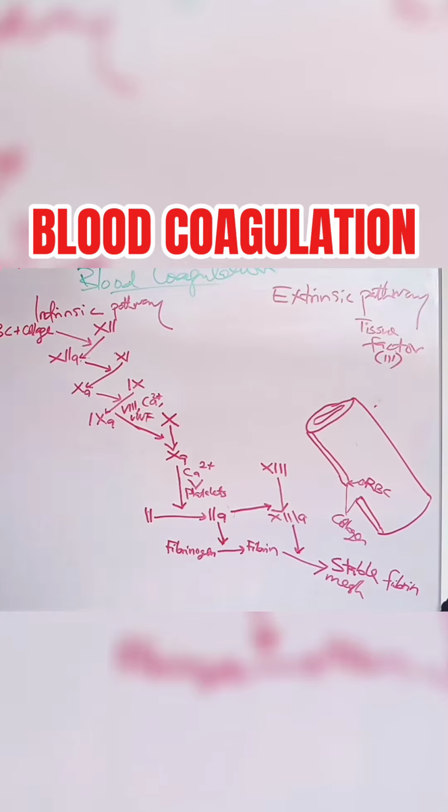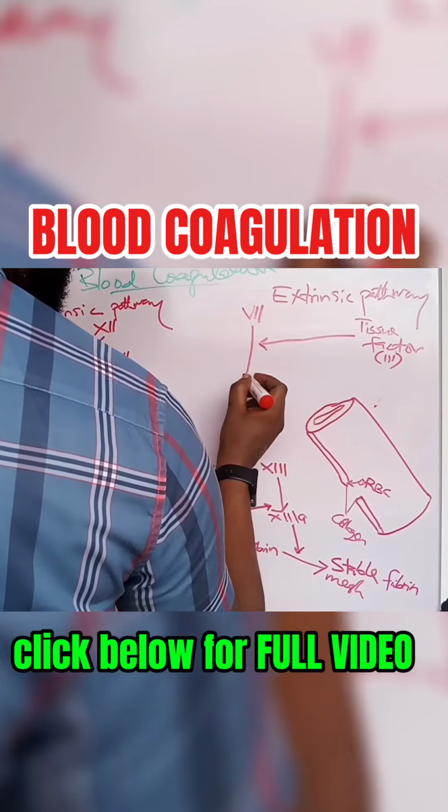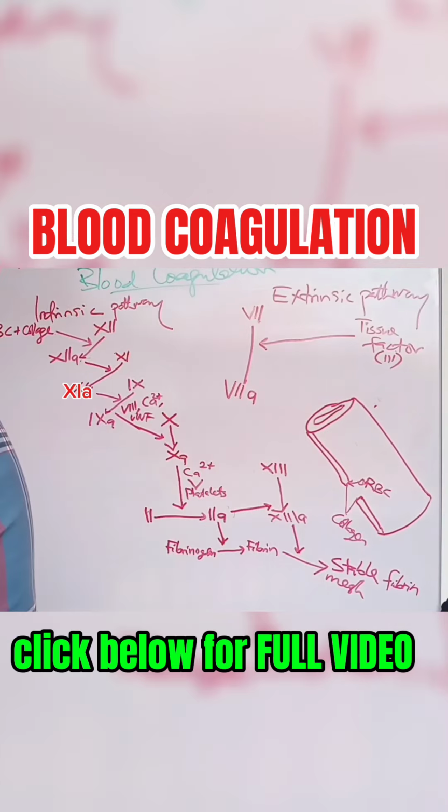Tissue factor activates factor 7, and together these two factors activate factor 10. This is another way in which the common pathway is kick-started.